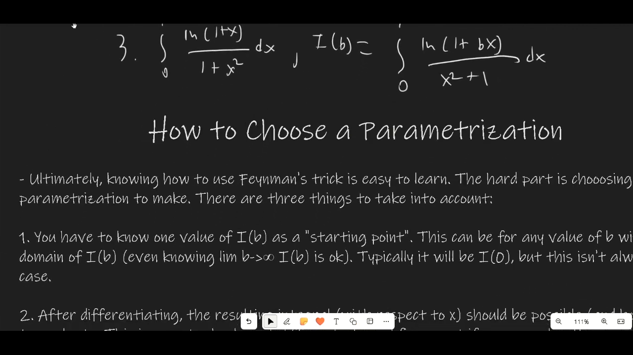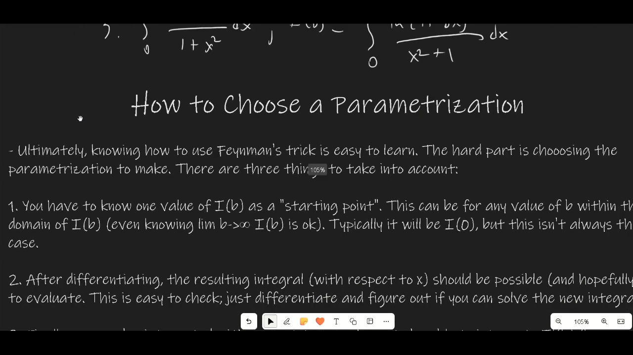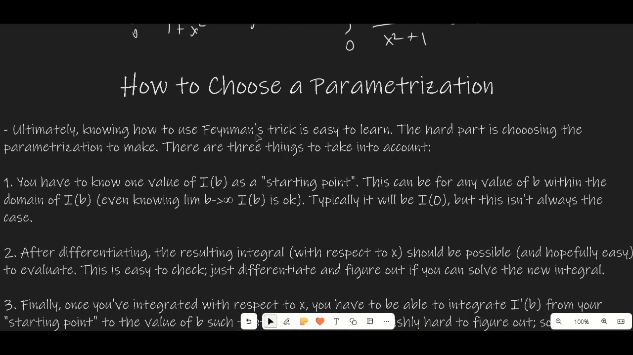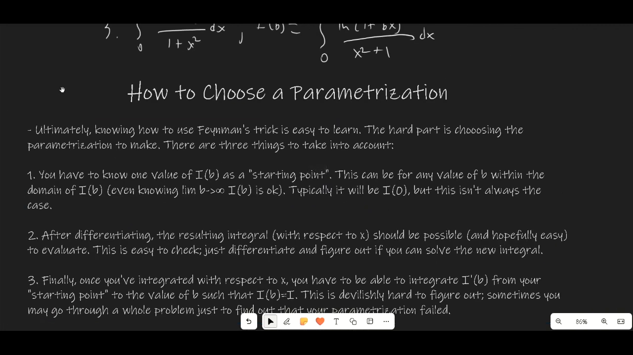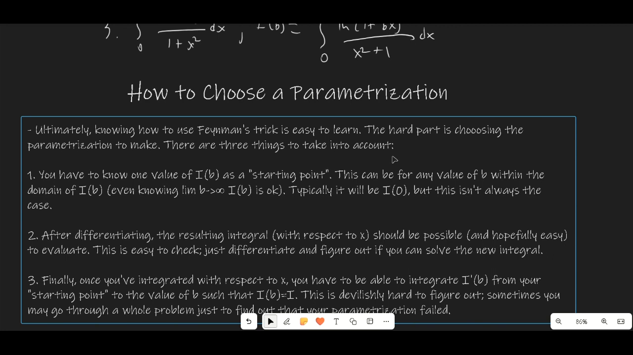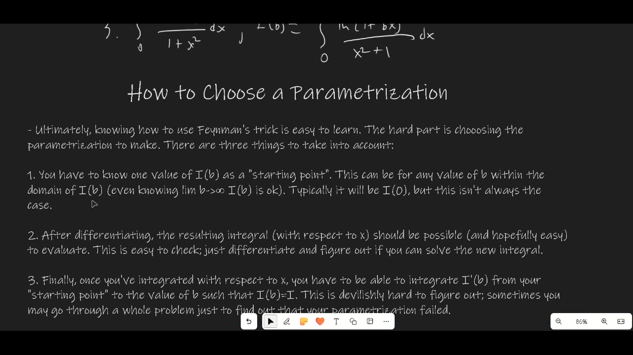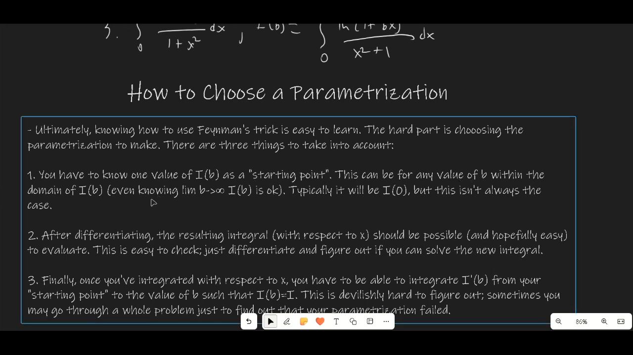So let's talk about how to choose a parametrization. Ultimately, knowing how to use Feynman's trick is easy to learn. The hard part is actually choosing the parametrization, as I said before. There are 3 important things you have to take into account. First of all, you have to know one value of I of b as a starting point. This can be for any value of b within the domain of I of b. And this can even be knowing the limit as b goes to infinity of I of b. It doesn't have to be an actual value of I of b. It can just be a limit. Typically, it's going to be I of 0, but that's not always the case. It really just depends on your function.